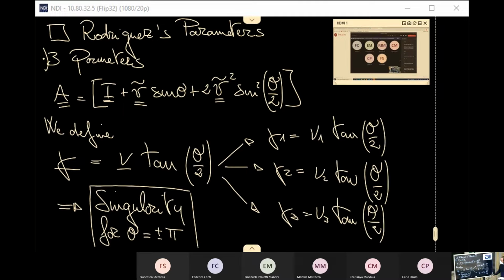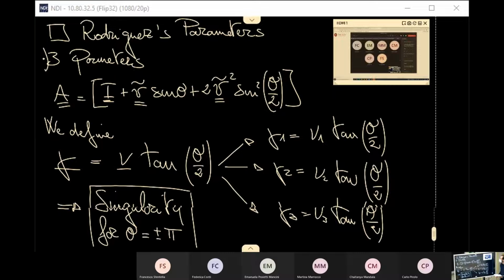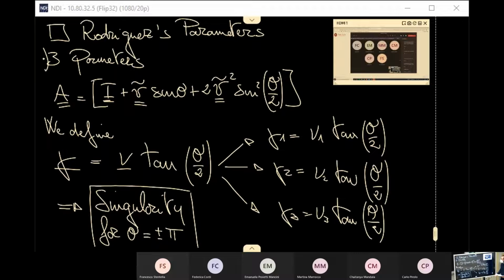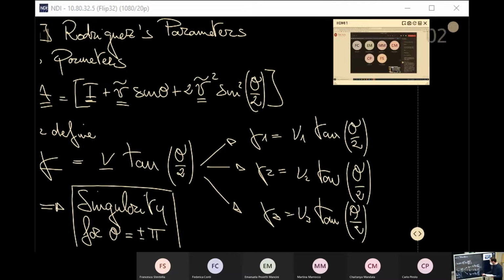There is a way to express the rotation matrix A only in terms of the Rodriguez parameters, which justifies the way they are defined. Because one can always wonder why they are defined like this, and we are going to see why. With such a definition, we will be able to express the matrix A in terms of these Rodriguez parameters in a kind of straightforward way. Let's see how.